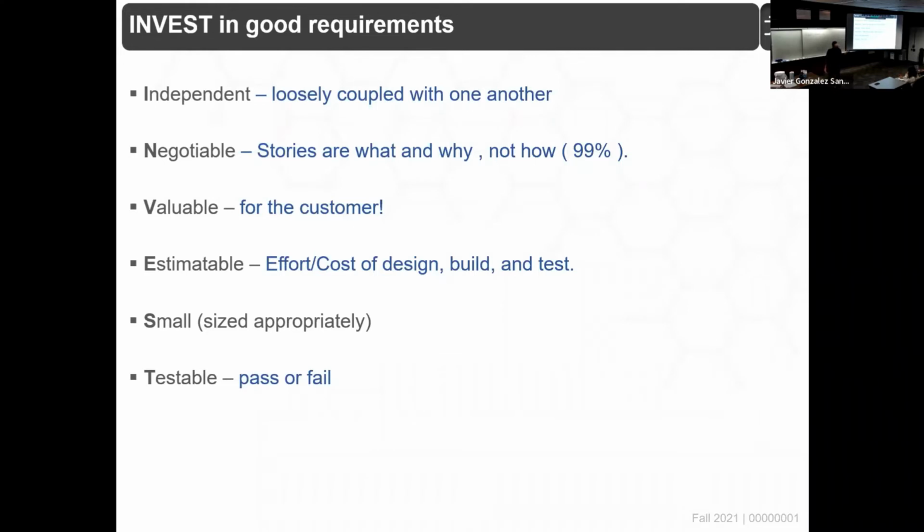We need to check all of them. So let's think about it. Any sentence, any idea that I share with you, you're going to read the sentence and you're going to ask yourself, that sentence is independent.